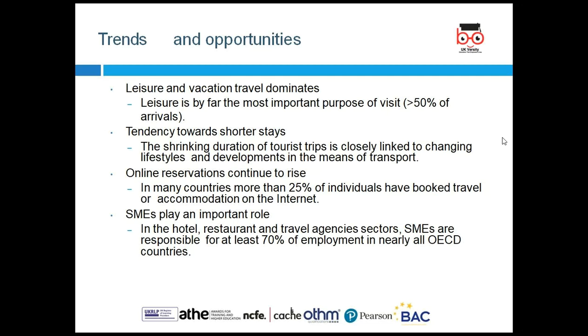Leisure and vacation travel dominate. Leisure is by far the most important purpose of visit. There is a tendency toward the shortest stay. Online reservation is a social trend. If you're not on the website, how will you be sustained as a business? If you're not on the comparison website, people socially go by referral schemes. Family packages too, so you need to make products that meet all these needs.